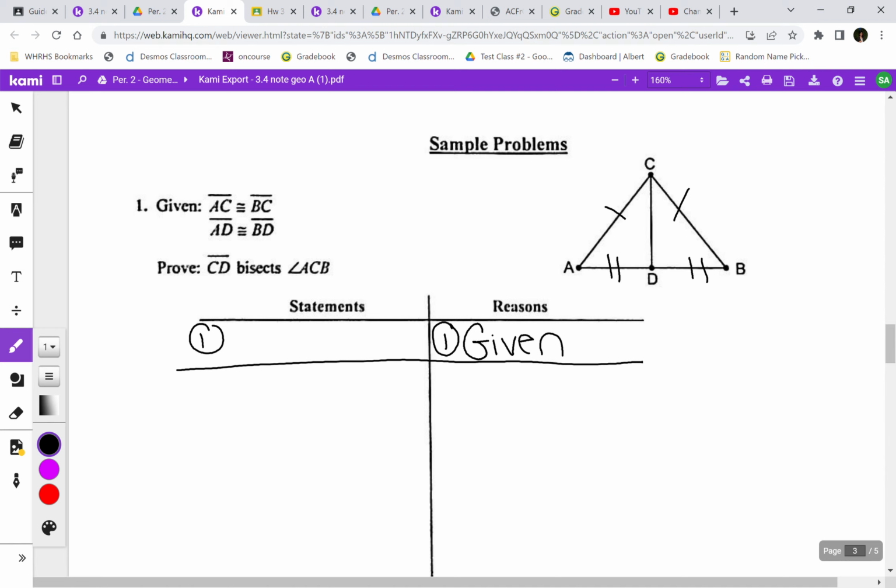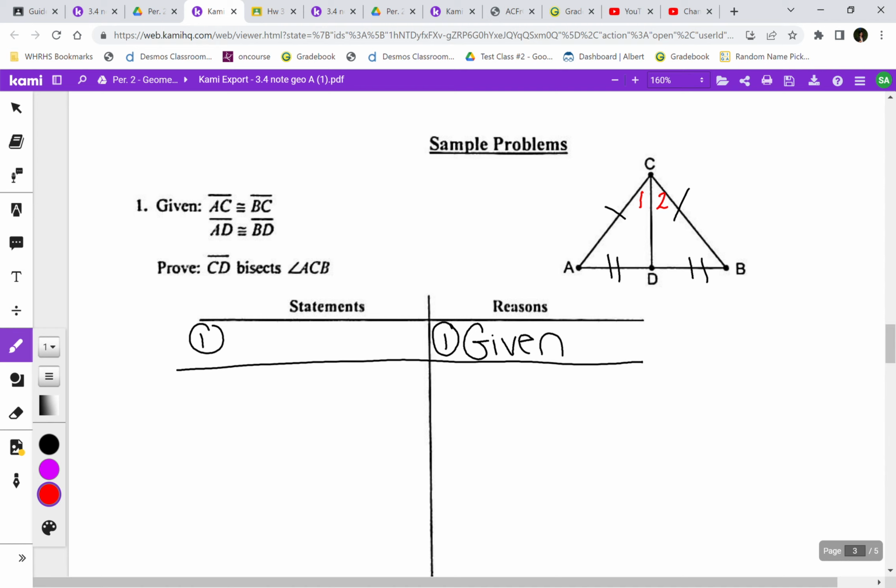So if we're going to prove that CD bisects angle ACB, go to the middle letter. What's our middle letter? C. Look inside. Do you see two angles inside by C? Yes. Those are what we need. I'm going to call them 1 and 2. In order to prove that CD bisects angle ACB, we need to show that 1 and 2 are congruent to each other. As of right now, do we have enough to say that? No, we don't.